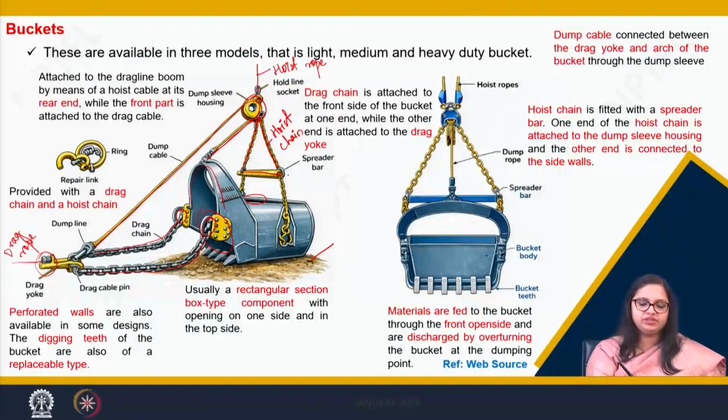Now, in between this hoist chain, as discussed, we have a spreader bar. So, when the dragline bucket gets filled, above this point or level the material will not get filled, and this spreader bar helps in spreading the material uniformly onto the inside volume of this bucket.